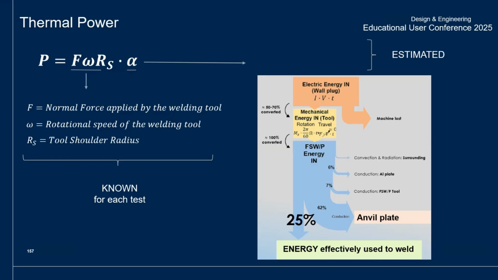In fact, the first 3 quantities implemented in the formula are data available from the welding experiments and represent in order the normal force applied by the welding tool on the components, the rotational speed of the welding tool, and the tool shoulder radius. And as I say in the slide, they are known parameters.